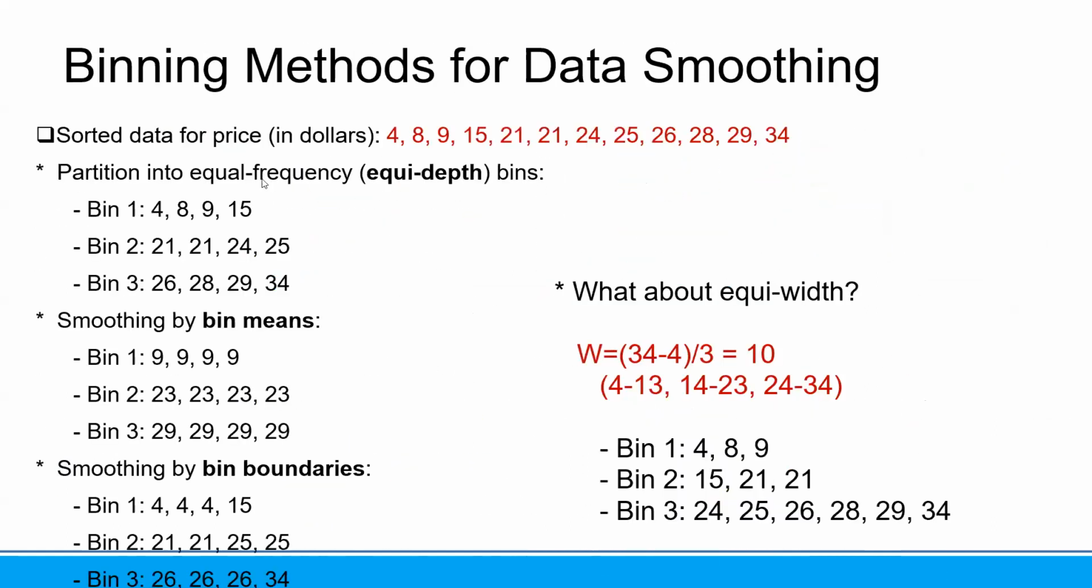Equal depth is equal frequency, and for equal width, you want to know the width, which is based on the maximum and the minimum value divided by the number of ranges that you want to apply. In this case, if the range is 3, then 34 minus 4 divided by 3 gives 10. So there will be a range of 10 between the values. After we have this equal width, we assign each value into bin number 1, bin number 2, and bin number 3.